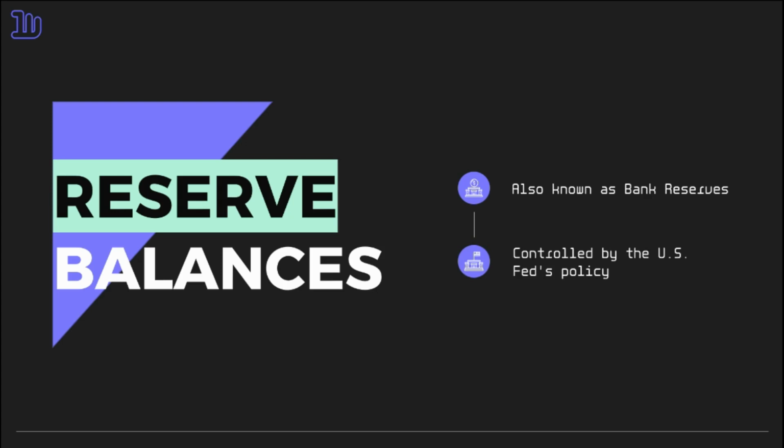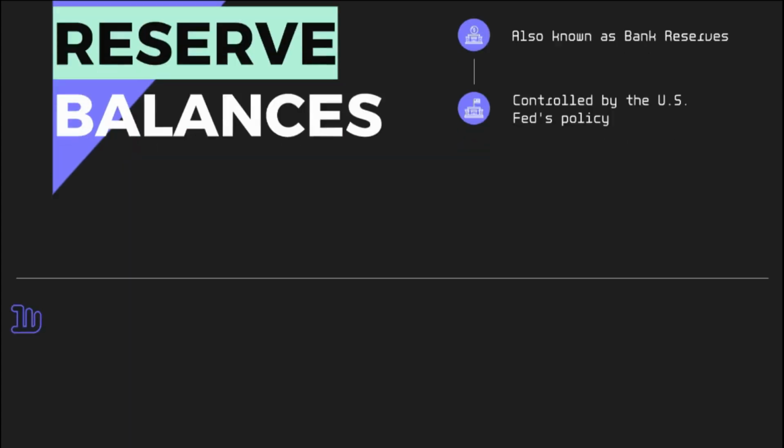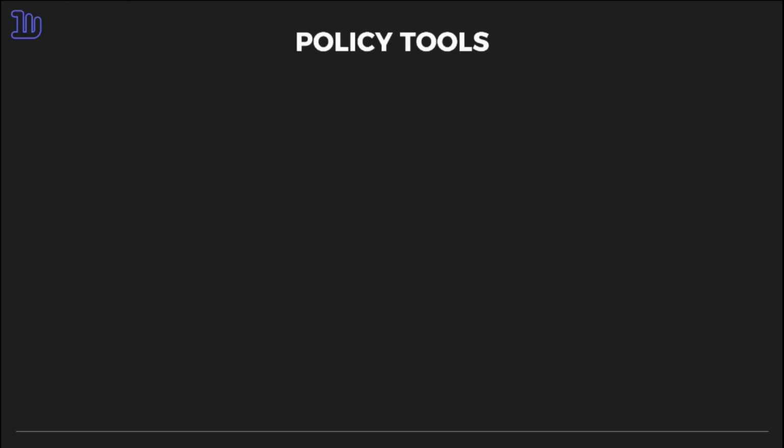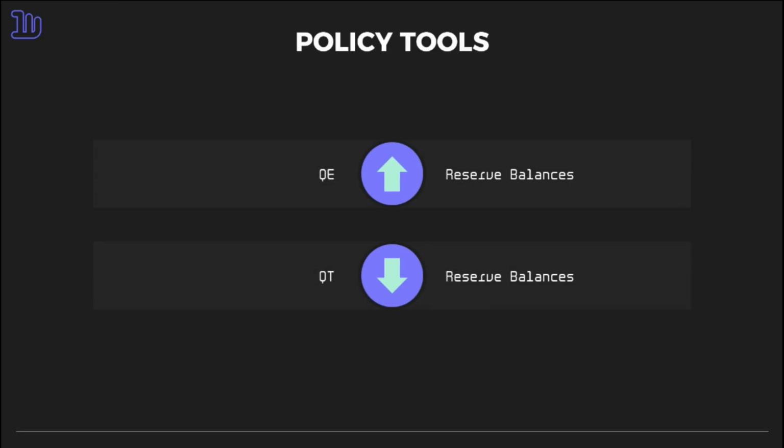The Federal Reserve uses a combination of tools and interest rates to control the level of bank reserves. Quantitative easing, or QE, and quantitative tightening, or QT, for instance, are policies that influence the liquidity of the banking sector, affecting the level of reserves and respectively increasing or decreasing them.